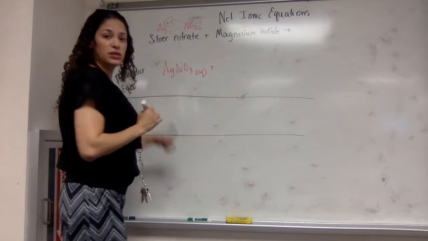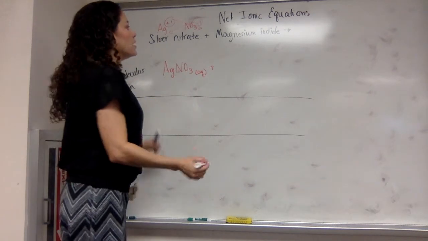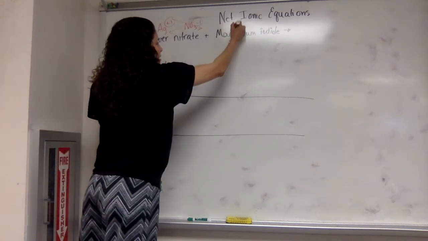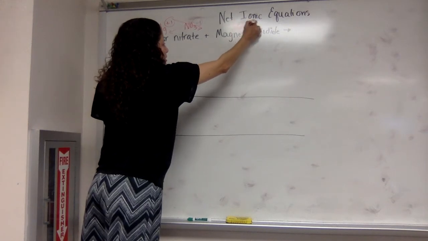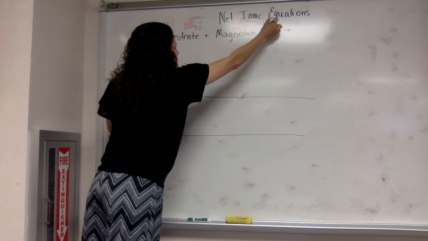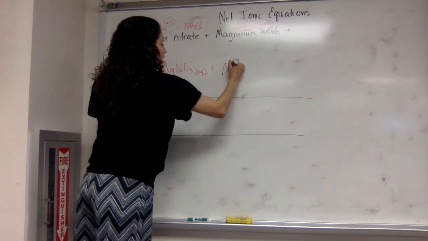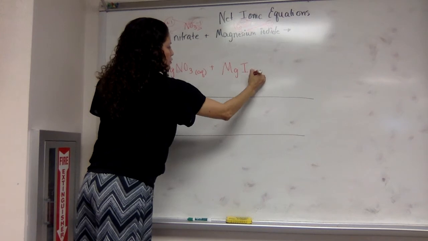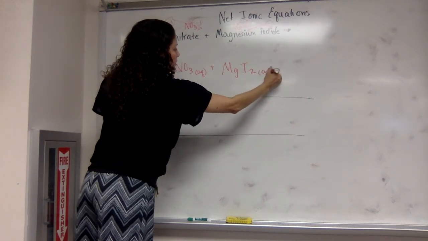And I'm going to go ahead and show you the solubility rule so you know how that's working. So I look over here, magnesium, he's got a +2 charge, and iodine's got a -1 charge. So same thing, crisscross. And I'm going to have MgI2, and he's also going to be in an aqueous solution.